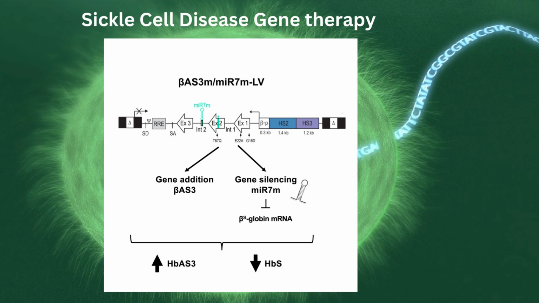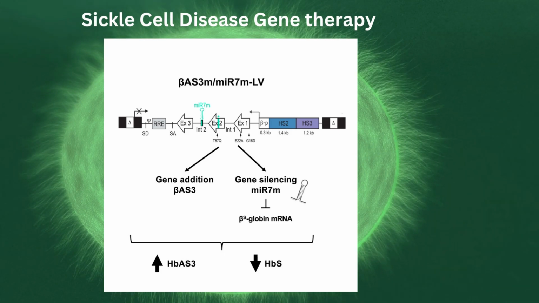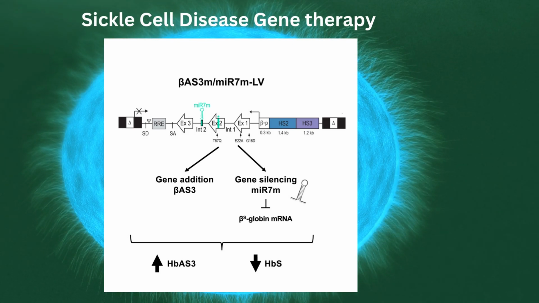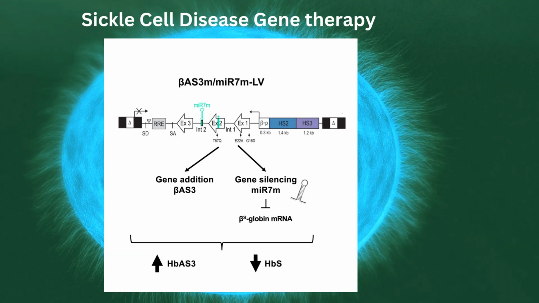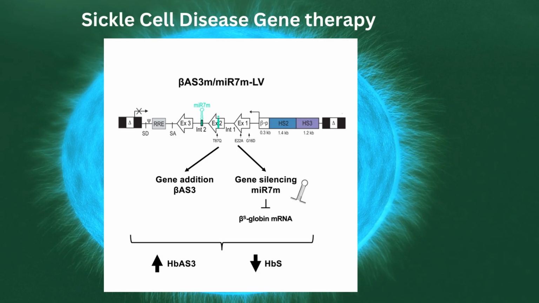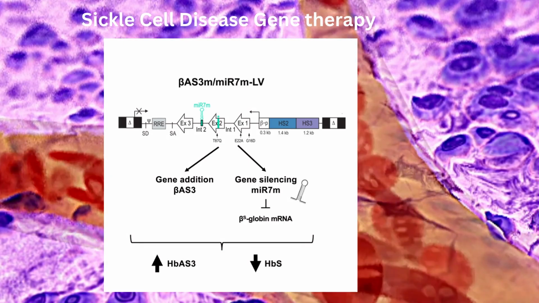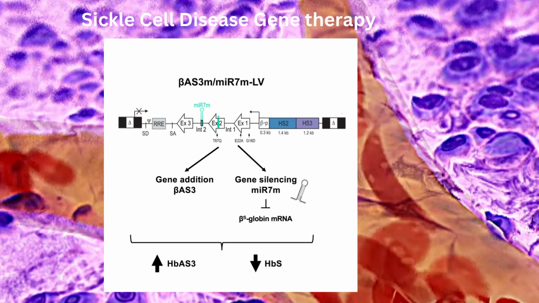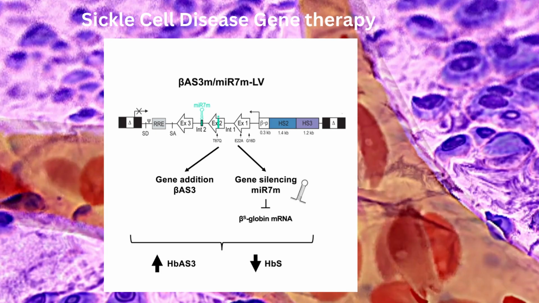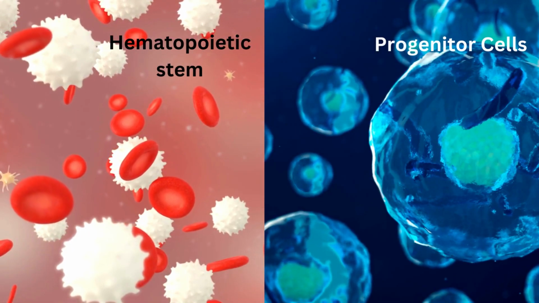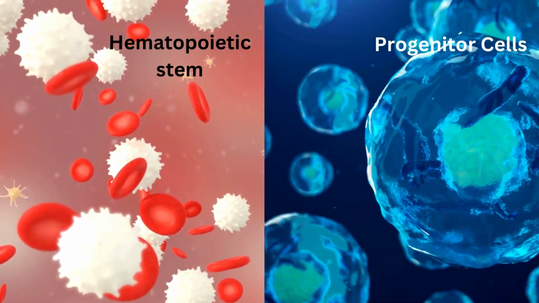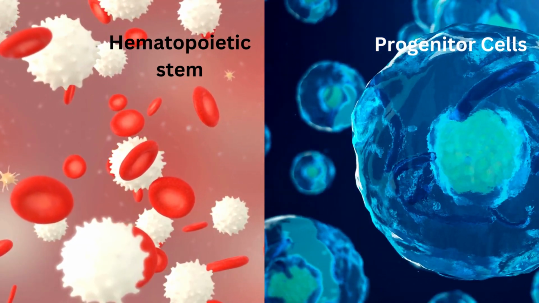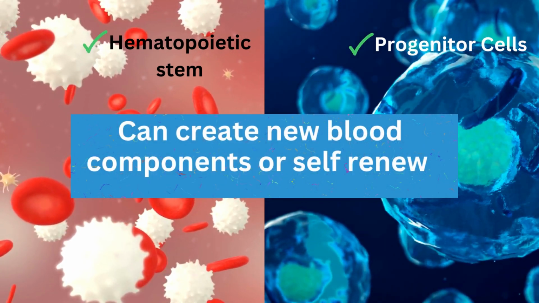The LV used, which was carrying an anti-sickling beta-globin transgene, was under control of the HBB promoter and a mini-locus control region. The study focused on the use of two bifunctional lentivectors combining a BAS3 gene addition approach with an AMI-RNA-based gene silencing strategy. These LVs were inserted into hematopoietic stem and progenitor cells, HSPCs, which are healthy stem blood cells from sickle cell disease affected individuals that can create new blood components or self-renew.